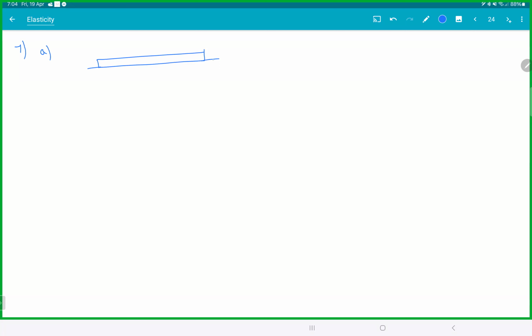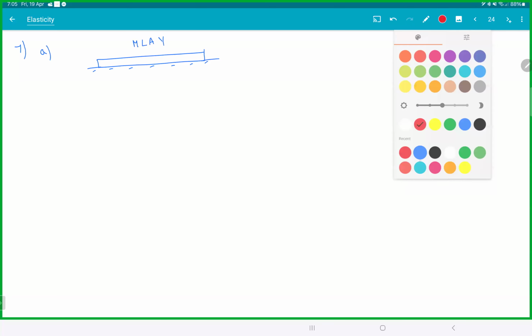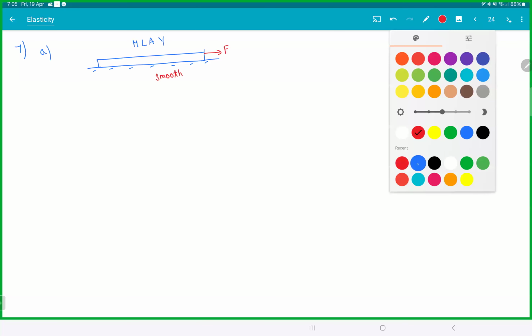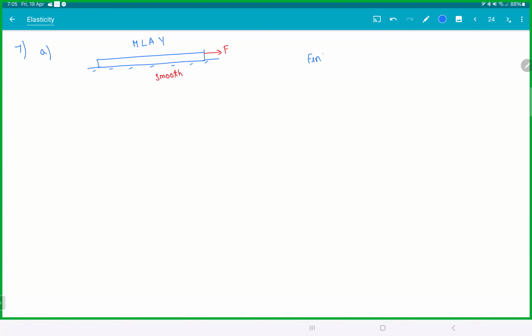So we have a rod here, mass M, length L, area A, Y, and someone is applying a force F. Ground is smooth. Find the elongation and the energy stored. Now, variable tension.